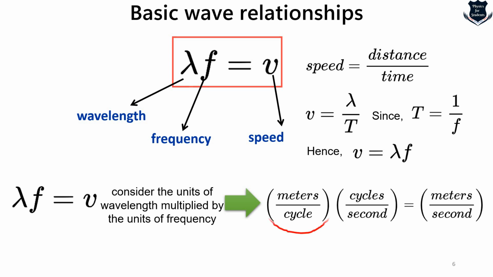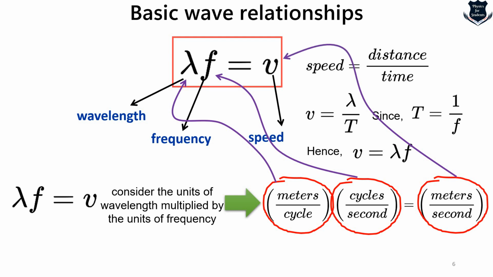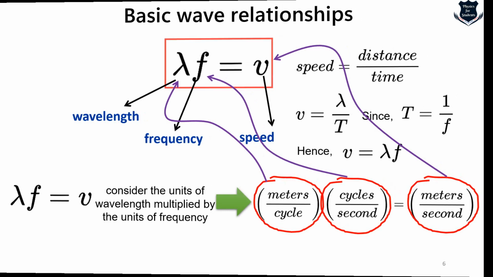So meters per cycle is basically the unit of wavelength, cycles per second is the unit of frequency, and meters per second is the unit of velocity. So what we have done is write all those things in terms of lambda, f and v, and I have shown you in a very simple way how this lambda f equals v actually comes about.